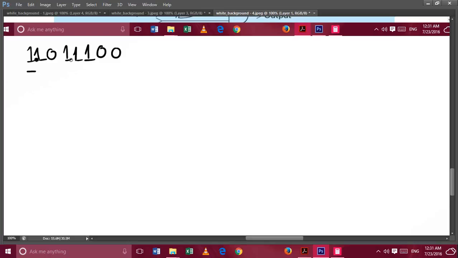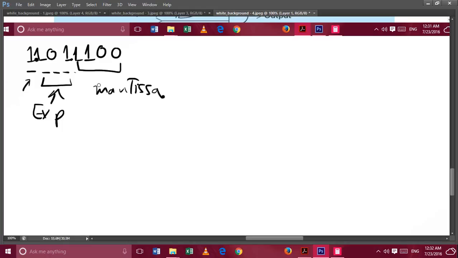Point here. And the following 3 digits are called the exponent, and this is the mantissa here. So this is the sign bit, this is the exponent, and this is the mantissa. If the sign bit has 1, that means it's a negative number.